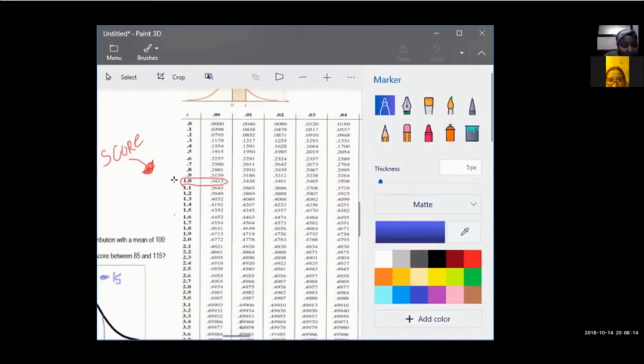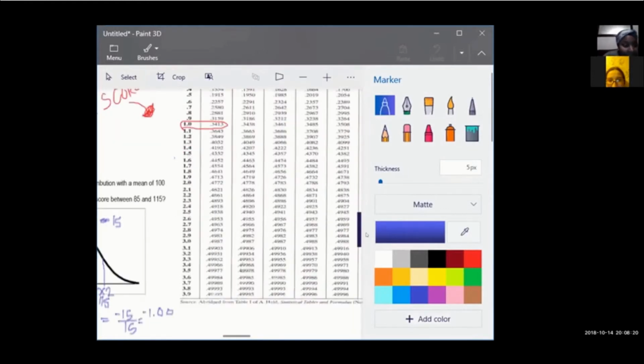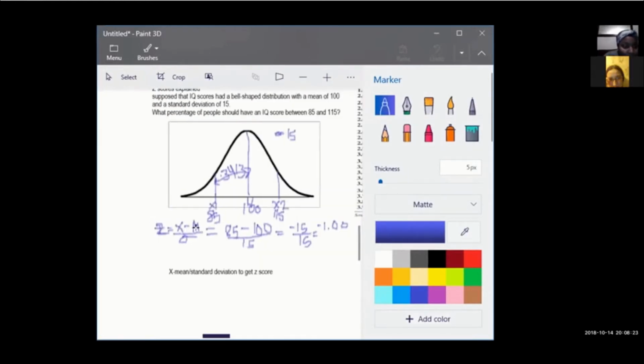You would find it on the table, and it will give you 0.3413. So what that means is that the area from x1 to 100 is 0.3413, and that is how you would find the z-score for the area. Or 34.13%.